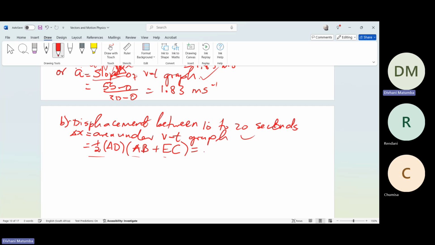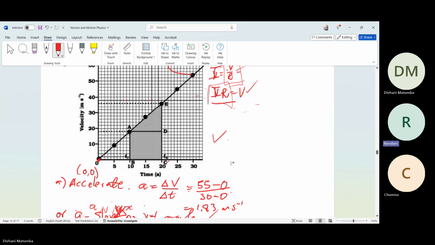So this is equal to 1/2 into AD, which is what? 1/2. AD is 35 meters per second. 35. Wait, let me check. AD. Yes, 35. This is A, right? You agree? And this is D. Yes. How is it 35? I said 10 plus 15 plus 20. Oh, yeah, but I'm glad you made that mistake now before you get into the exam. It's fine. No, the distance from A to D, you just subtract.